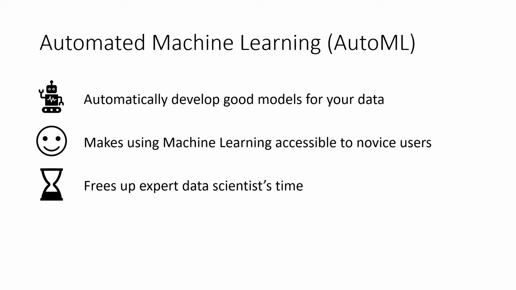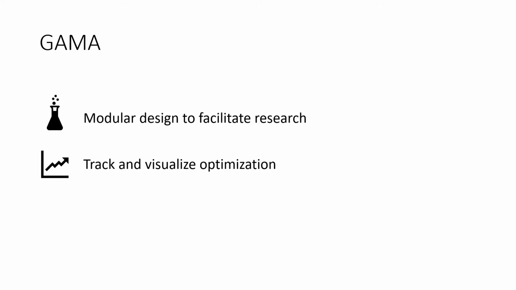For the experts, it frees up time they would spend on hyperparameter optimization or algorithm selection. They may use it for other tasks such as model understanding instead. We have developed a new open source AutoML system, Gamma. It distinguishes itself by having a flexible way to define an AutoML pipeline and tools to track and visualize the search process. The purpose of the modular design is to facilitate research by allowing you to develop a single part of the pipeline independently.